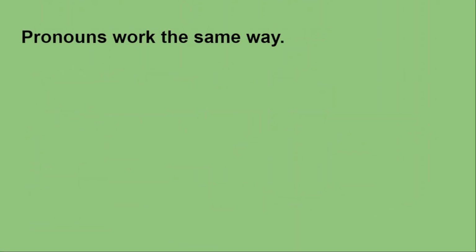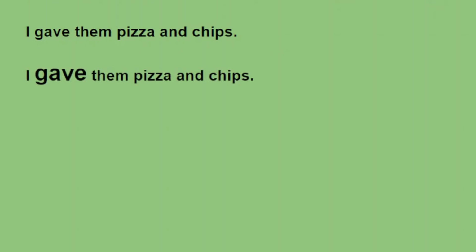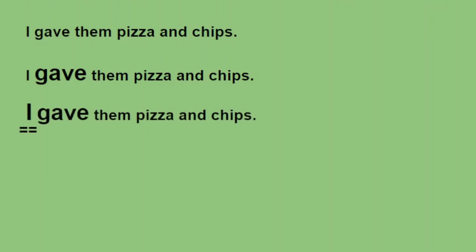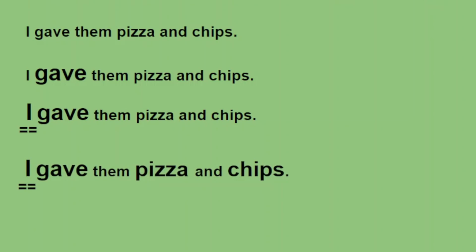Pronouns work the same way. Let's take this sentence. I gave them pizza and chips. Just like the sentence we solved, we look for the verb. The verb is gave. It's an action verb. Who gave? I gave. I is the subject. I gave what? I gave pizza and chips. So those are our direct objects.